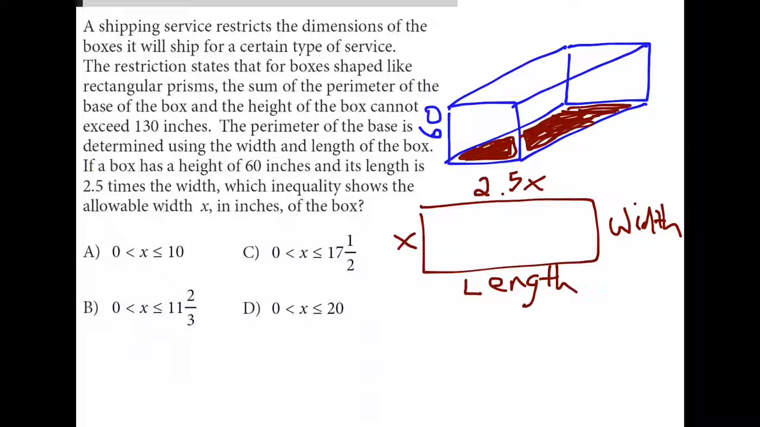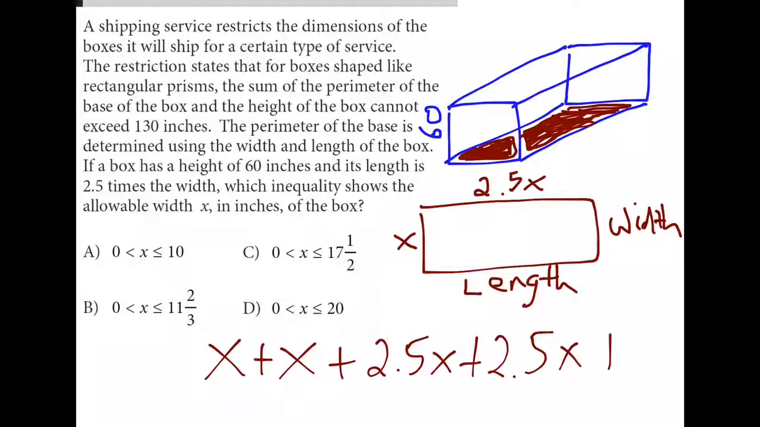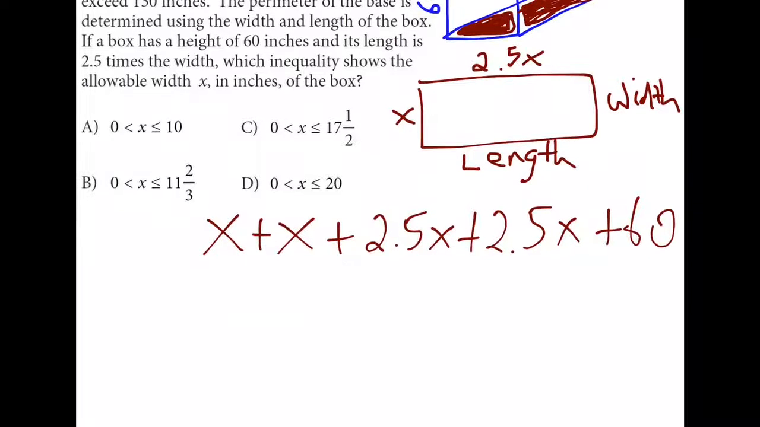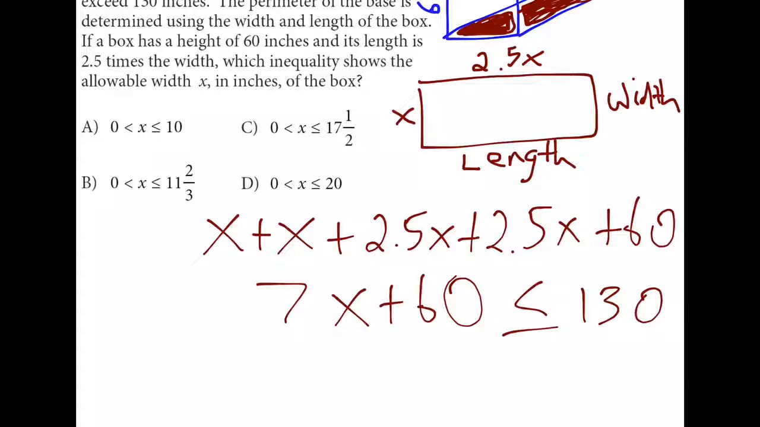When we add together this perimeter and we add it to the height, it cannot exceed 130. So what exactly are we adding? Well, we're adding the width plus the width, so that's x plus x, and then we're adding the length plus the length, so plus 2.5x plus 2.5x, plus this 60. If I simplify terms, I have 7x plus 60, and I know that it is either going to be equal to 130 or less than 130.